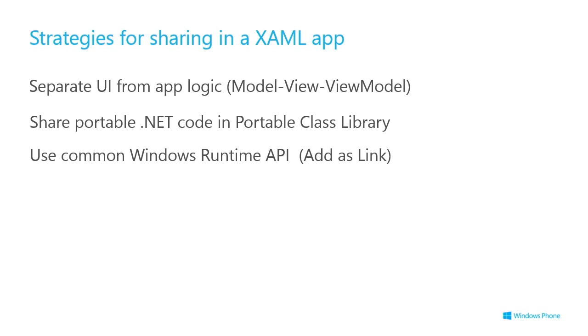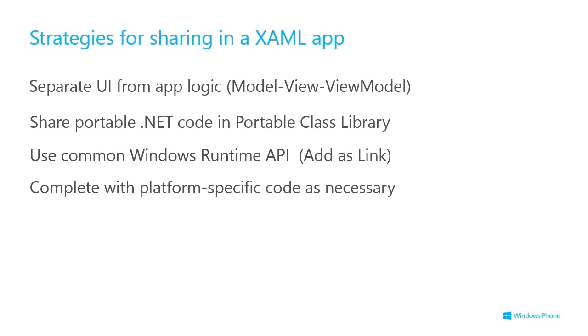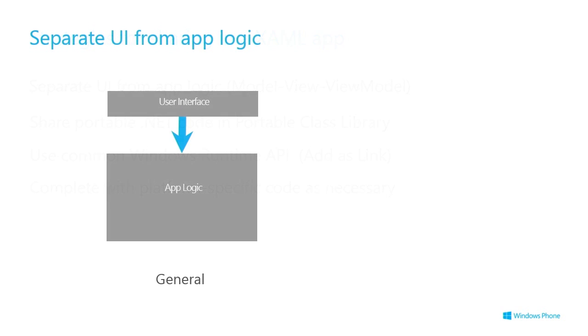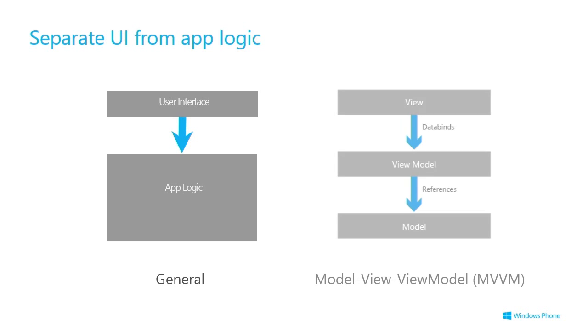We can use the common Windows Runtime APIs that are common across both platforms. That means a lot of your code that accesses these sorts of things, file and protocol association, is going to be the same. And then you need to complete that with platform-specific code as necessary. So it looks a bit like this in general. This is very high level: the user interface separation from your app logic.